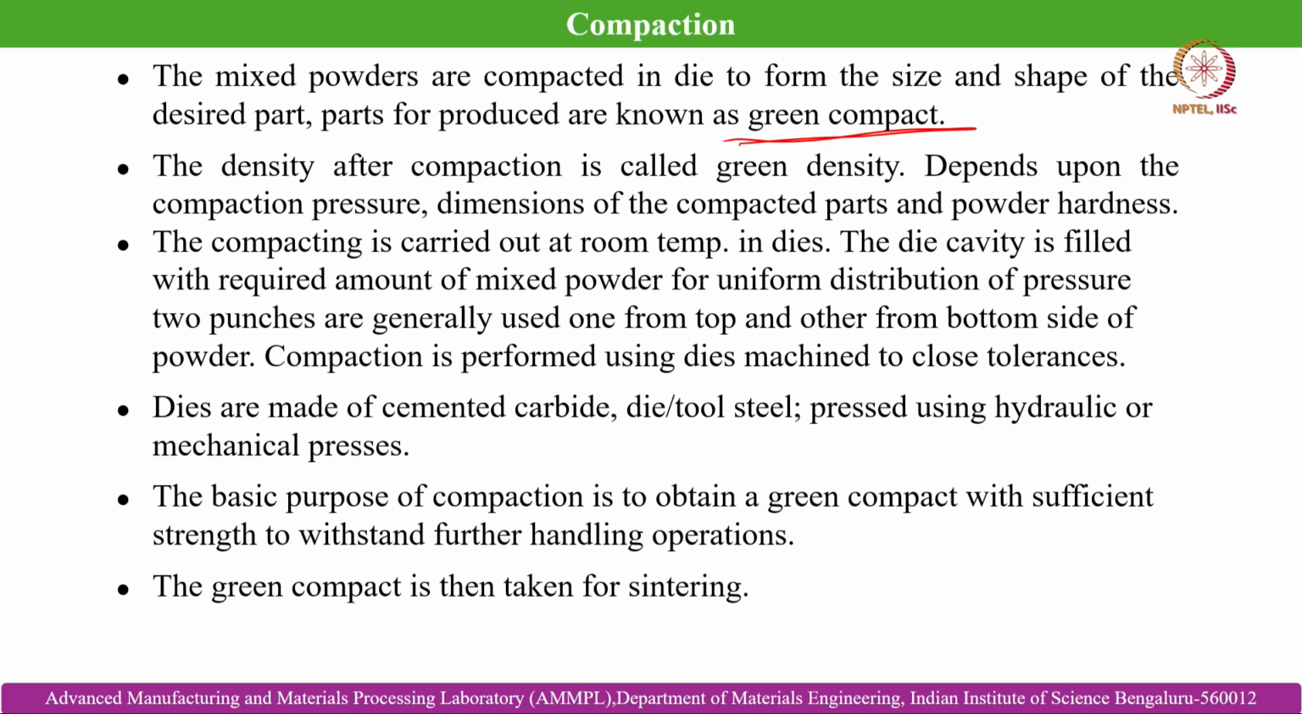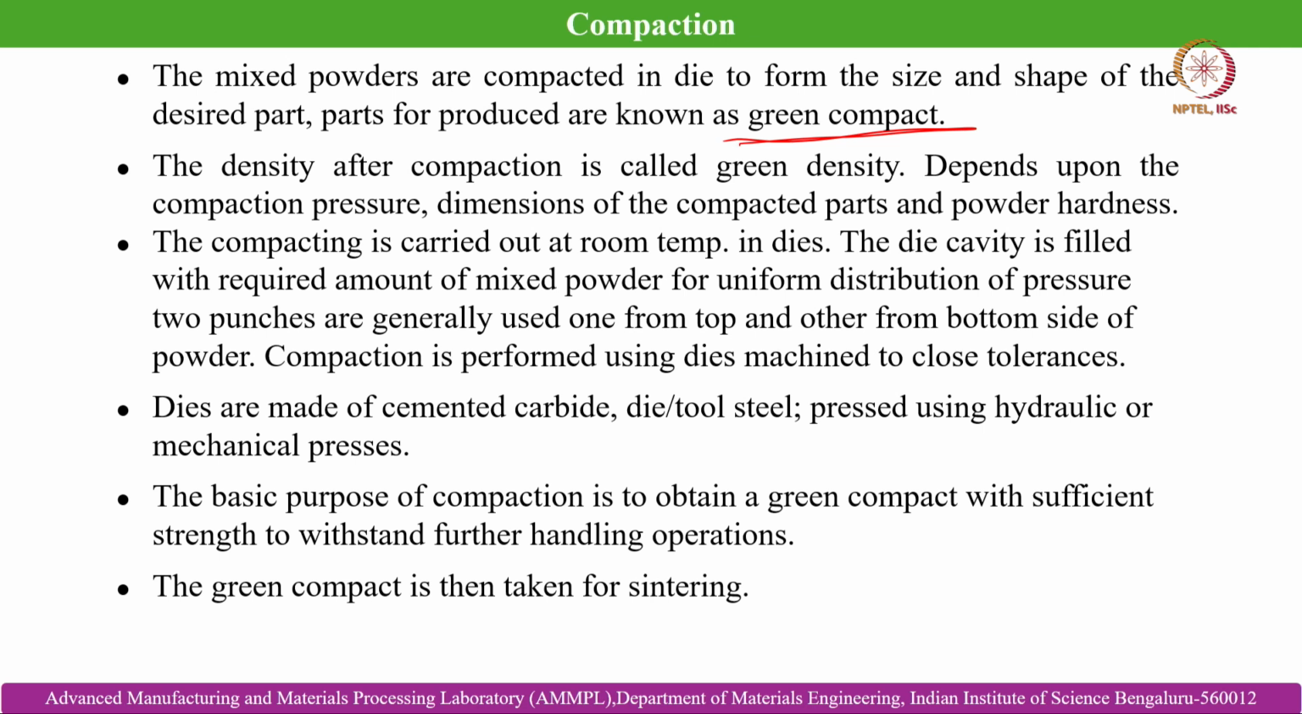The compacting is carried out at room temperature in dies. The die cavity is filled with the required amount of mixed powder for uniform distribution of pressure, depending upon the part geometry that is going to be produced. The part can be produced using a two punch system, a single punch system, or even a multiple punch system. That can be decided on a case to case basis.